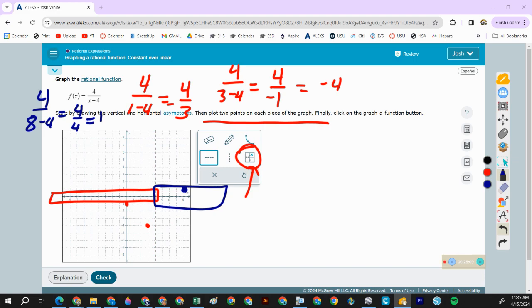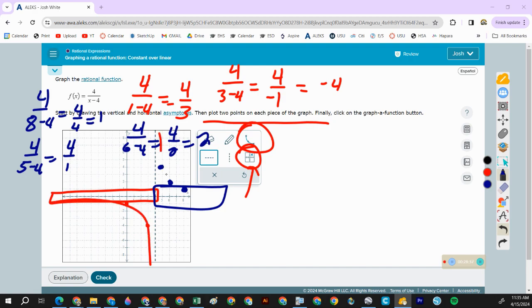What else would be a nice number? 5 would be nice. 4 over 5 minus 4 would be 4 over 1. So we could do 5, 4. We could also do 6. 4 over 6 minus 4 is 4 over 2, which is 2. And we could do 6, 2. And once you have those selected, then choose this, and it will draw the curve for you.